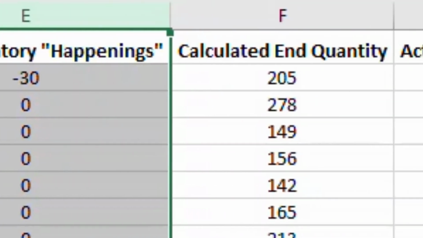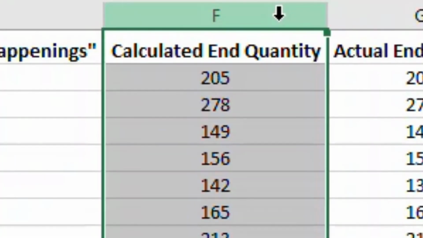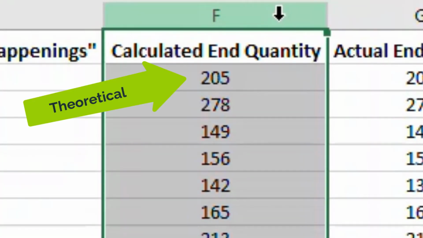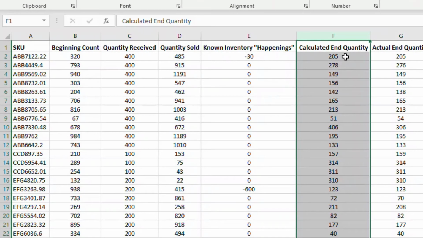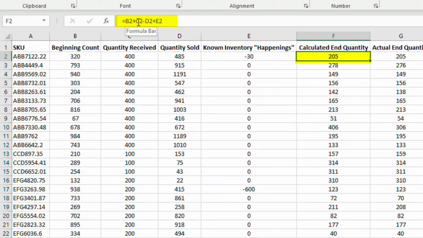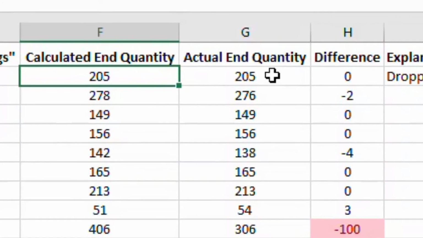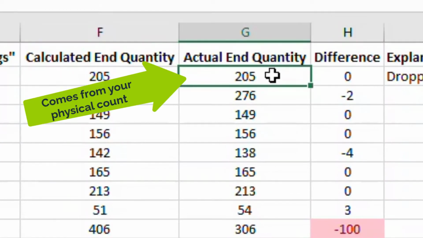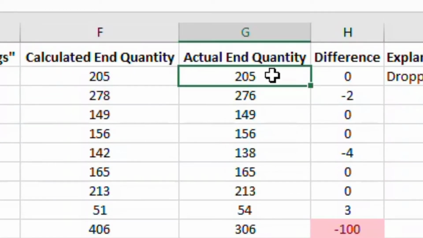And your calculated end quantity, again, this is what your ending inventory theoretically should be if math were the be-all end-all. So I have B2 plus C2 minus D2 plus E2 as how I've mathematically set this up so that it matches our equation over here. Your actual ending quantity is going to come from your physical count. So as much as possible, someone should be physically going to your warehouse and counting to see how many of each item are still there.